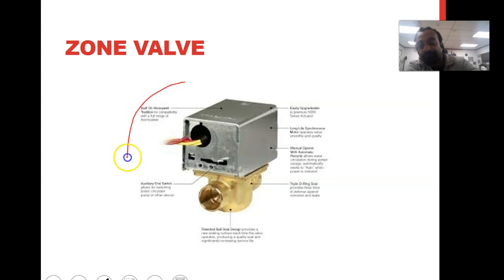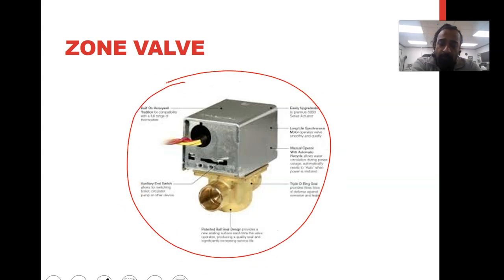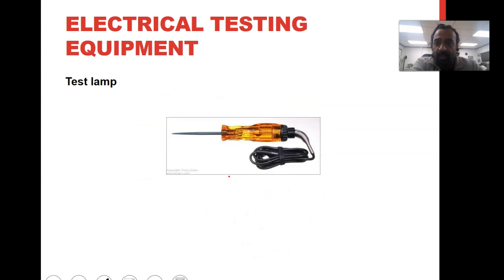Zone valves, another means of control. So zone valves control the flow for water or whatever heat transfer fluid you have for your system. Also, we have a solenoid valve here that controls the liquid flow. There are zone valves for air as well that open and close a damper.